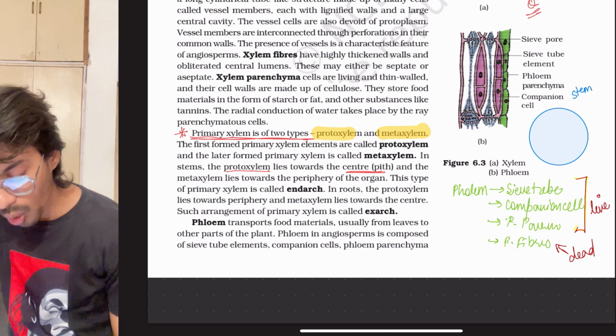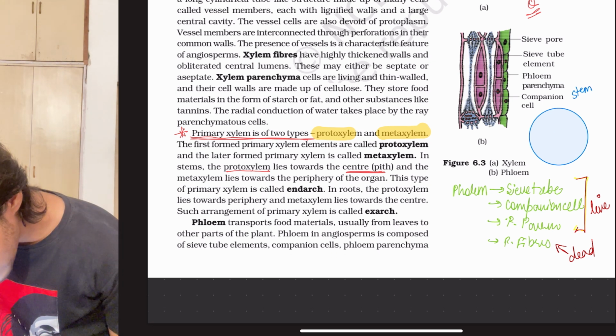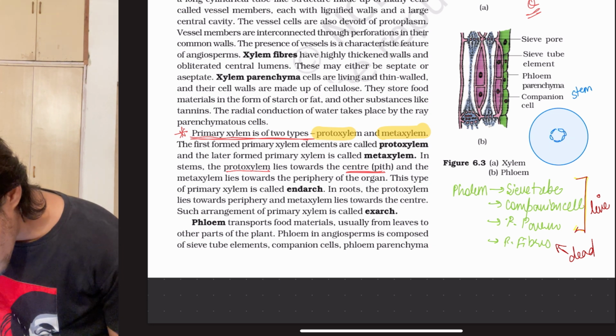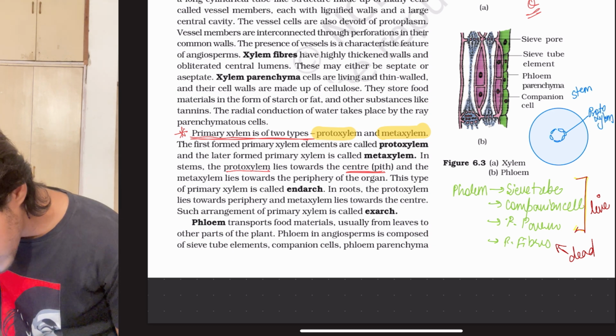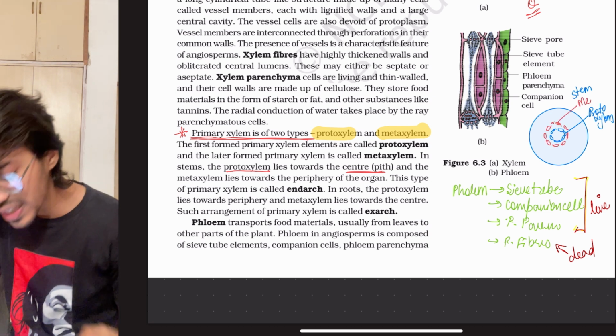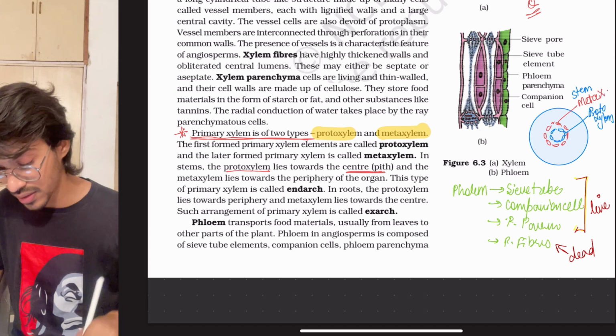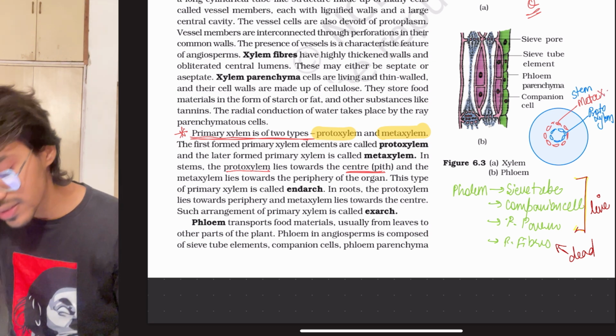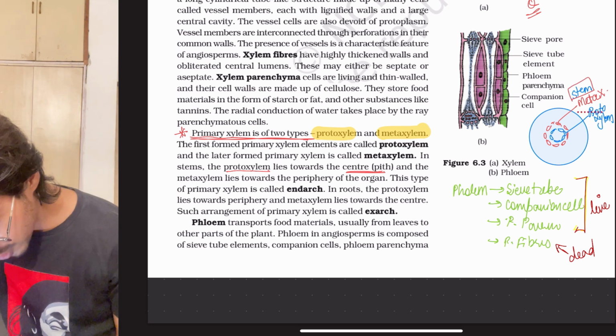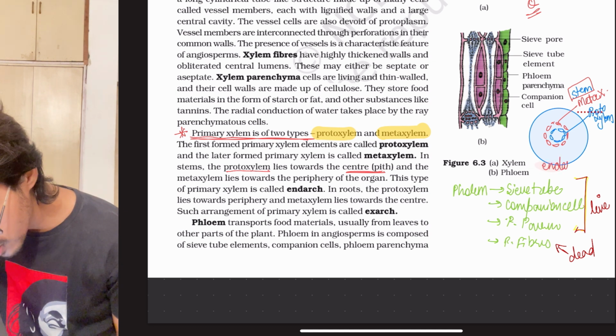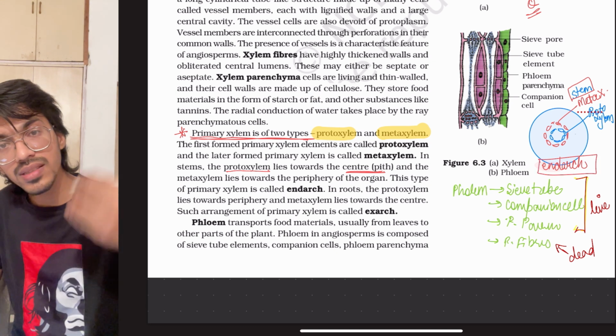Now in the xylem, all of these are present in the center. So what happened in this stem? There is this blue color thing which I am making. These are your protoxylem, present close to the center, and outside there is the presence of metaxylem. So this is metaxylem. If the arrangement is like this, as seen in the stem, we call this kind of arrangement endarch arrangement, where protoxylem is in the center and metaxylem is exterior.